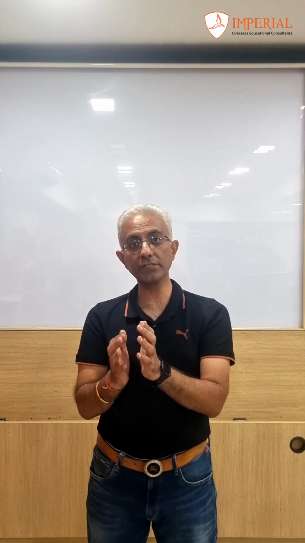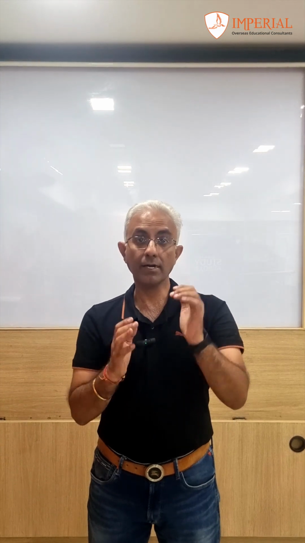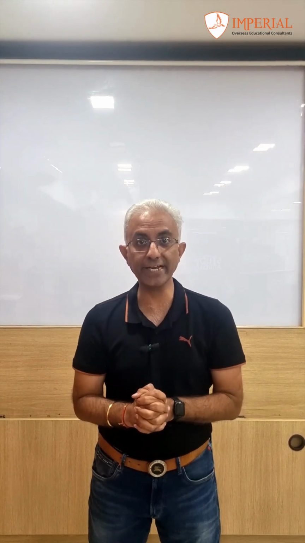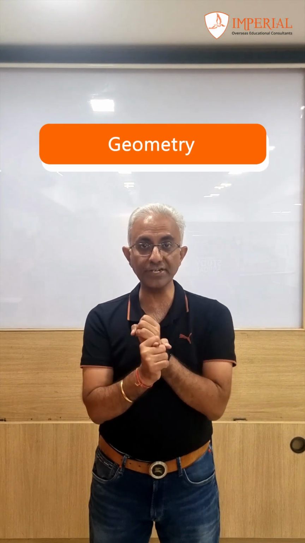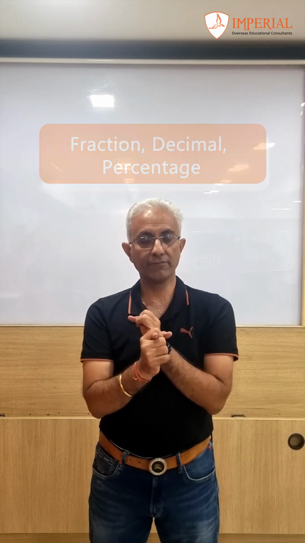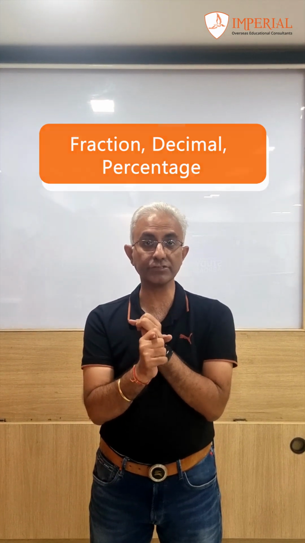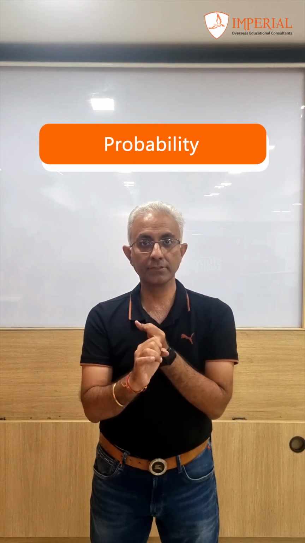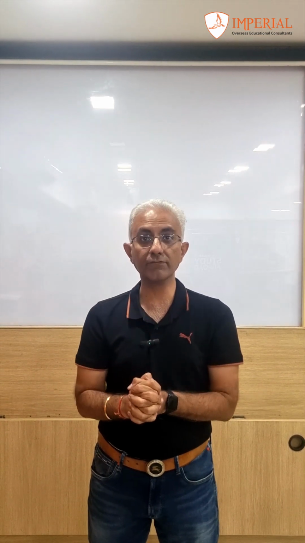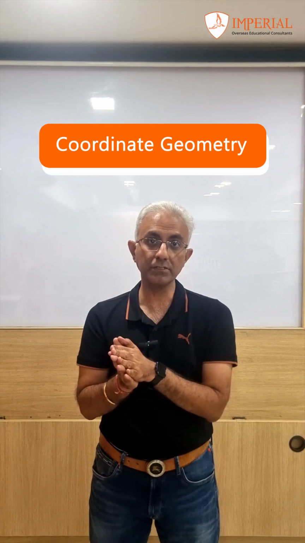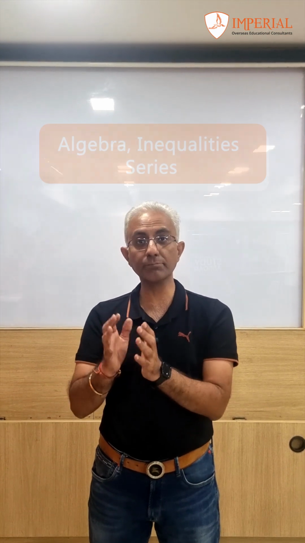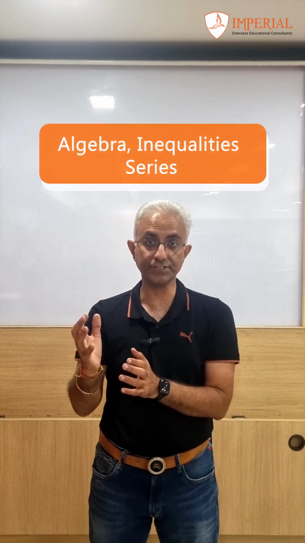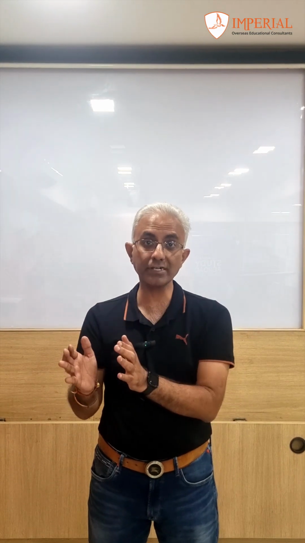The second cluster is important, and I put in cluster 2. They would be something like geometry. I would say fraction decimal percentage. That's your second important topic in that cluster, and probability. And the last cluster will be coordinate geometry and the rest of the topics, which could be algebra, inequality, series. So these are your three important clusters.